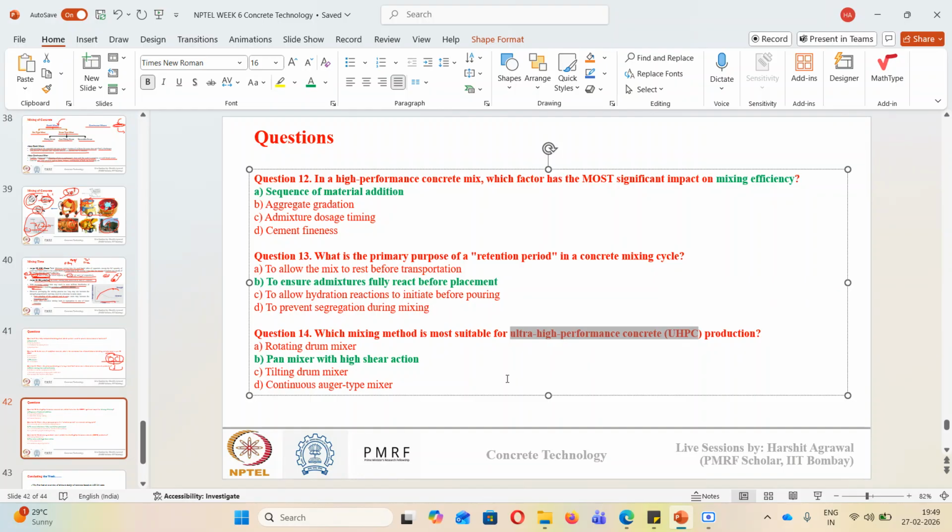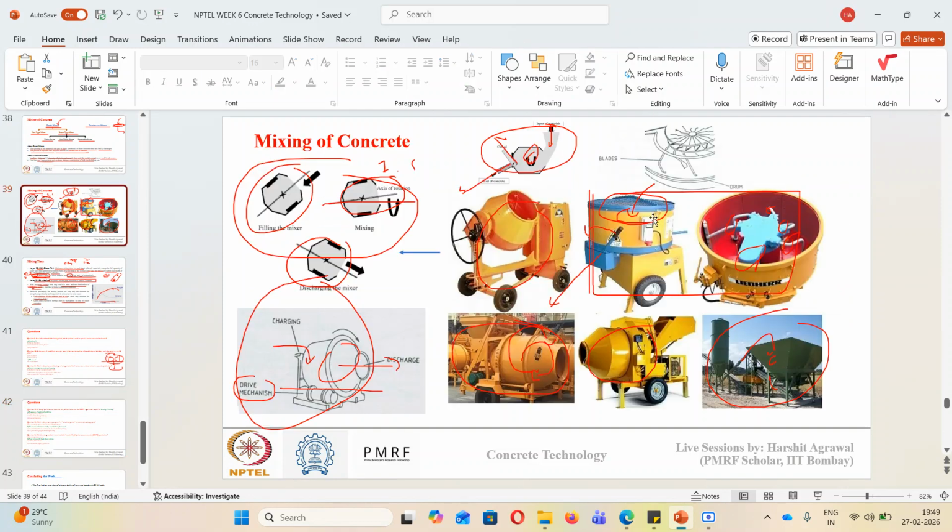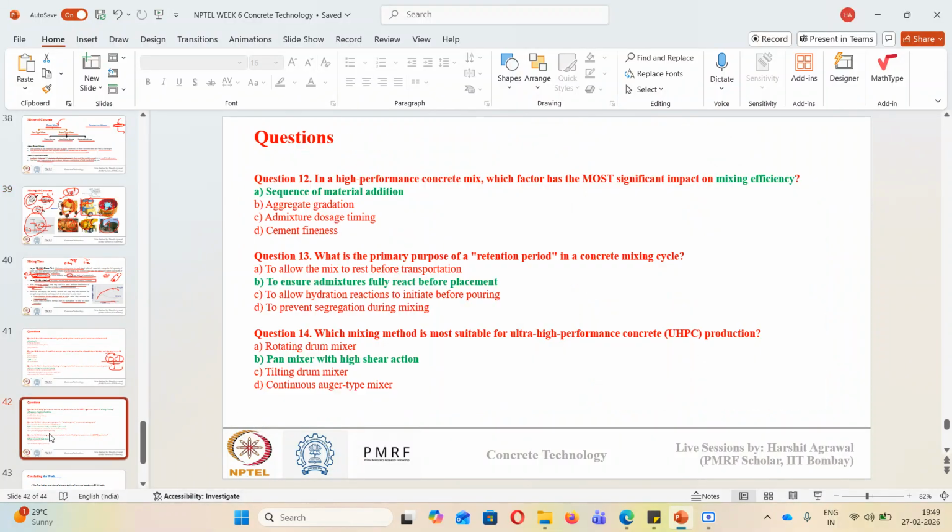And this intense shearing comes in a pan mixer because it provides the necessary shearing due to its blades and scrapers to disperse the material properly and make a homogeneous mixture, compared to a drum mixer where shearing may not be that effective and there may not be homogeneity in the mix, which is critical for ultra high performance concrete.